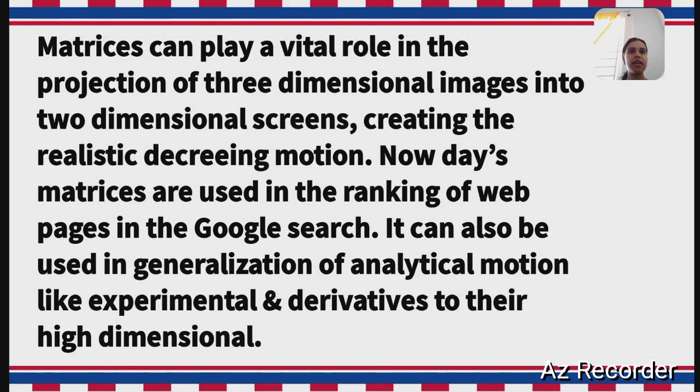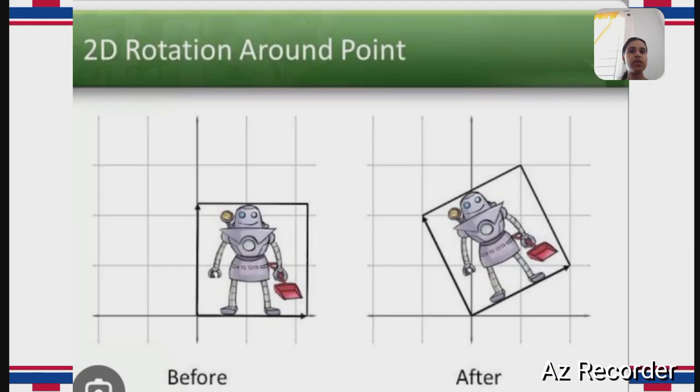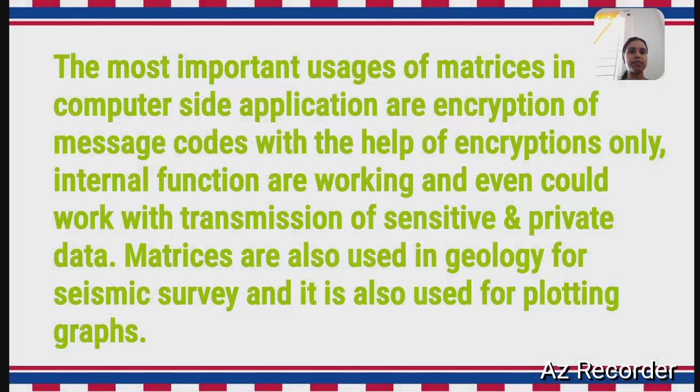Matrices can play a vital role in projection of three-dimensional images onto two-dimensional screens, creating realistic depth and motion. Nowadays, matrices are used in the ranking of web pages in Google search. They can also be used in generalization of analytical motion like experimental and derivatives to their higher dimensions. This is 2D rotation around a point.